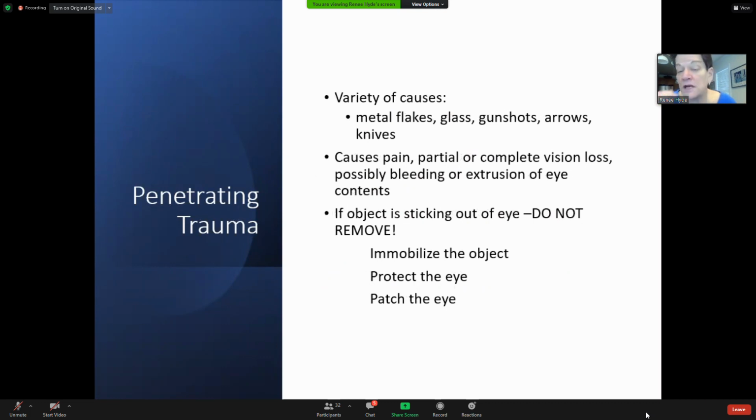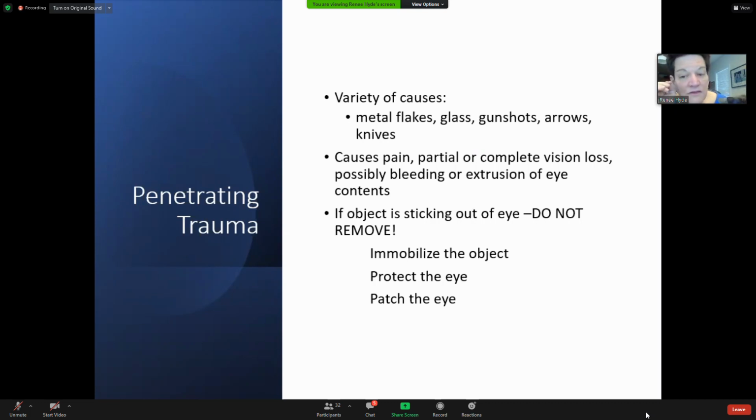Now, penetrating trauma, like metal flakes or glass or gunshots or arrows or knives, where there is an object that penetrates the globe of the eye. It can cause definite pain, partial or complete visual loss. And often what you may see is extrusion of eye contents, like the humors coming out.